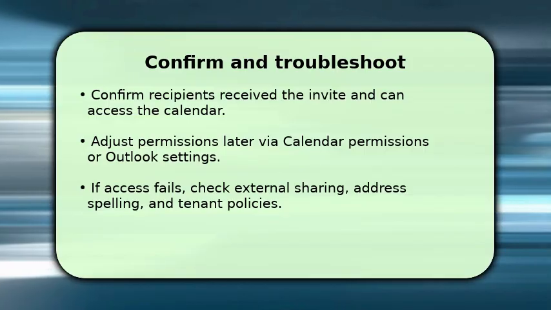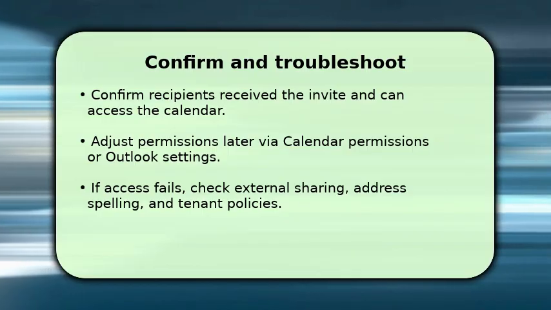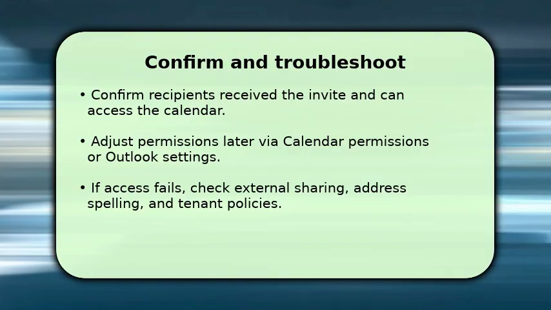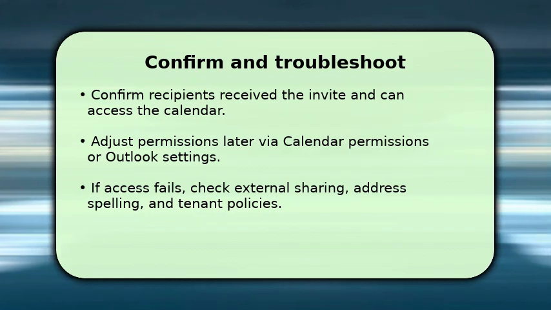Troubleshooting tip. If someone can't access it, verify their email spelling, ensure external sharing is enabled in the Microsoft 365 Admin Center, and check tenant-level sharing policies. These are common blockers you can fix quickly.